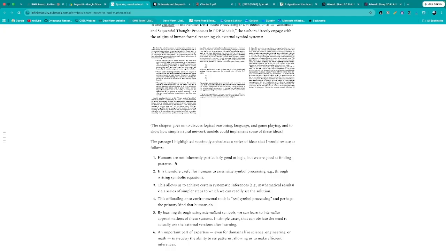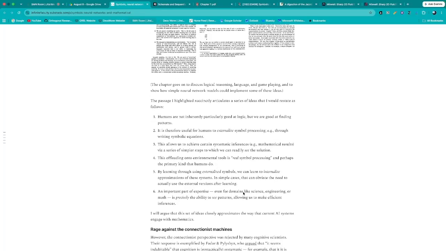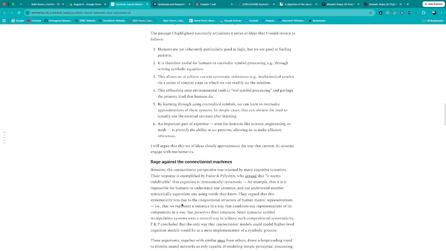So in simple cases, this can obviate the need to actually use the external versions after learning. We may not need to use the external versions. If we know everything that's going on, we can do it from memory. An important part of expertise, even for domains like science, engineering, or math, is precisely the ability to see patterns, allowing us to make efficient inferences. And so I will argue that this set of ideas closely approximates the way that current AI systems engage with mathematics.